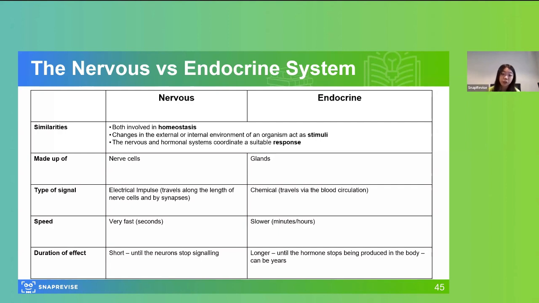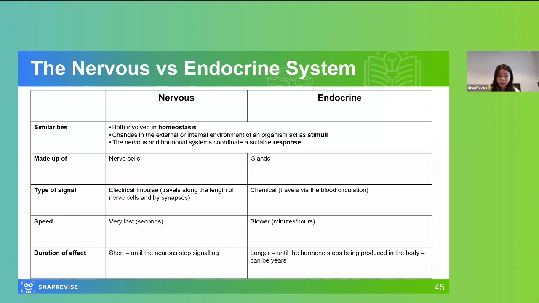The nervous system is made up of nerve cells, whereas the endocrine system is made up of glands. In the nervous system, the signals are electrical impulses, and they travel along the nerve cells through synapses. The endocrine system uses chemical signaling, through the blood circulation. The nervous system is very, very quick. It happens in seconds. Whether it's you moving or me talking, any type of coordination like that is electrical and very quick. The endocrine system, however, is a lot slower. It usually takes minutes or even hours to work.